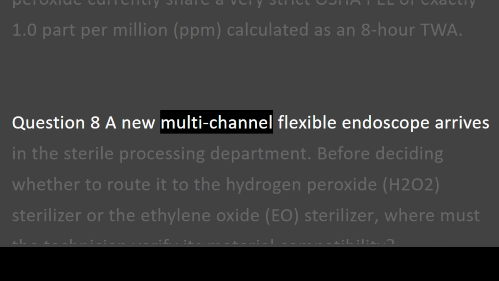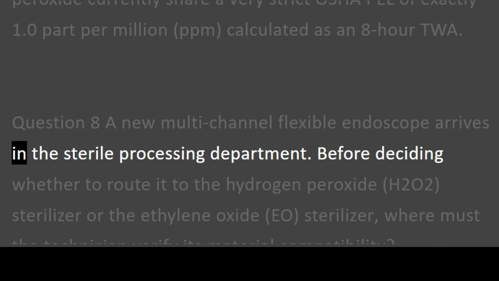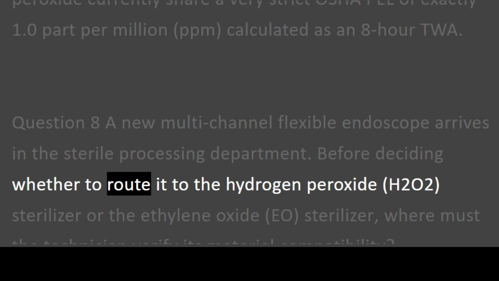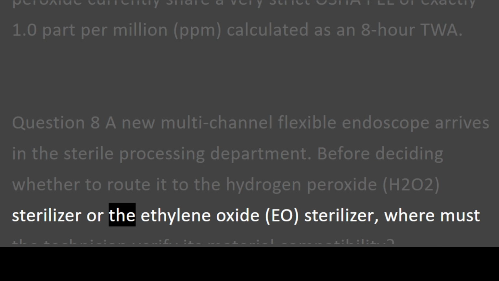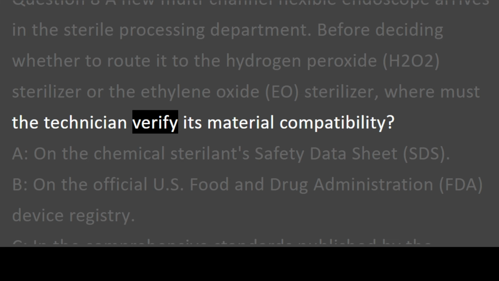Question 8. A new multi-channel flexible endoscope arrives in the sterile processing department. Before deciding whether to route it to the hydrogen peroxide, H2O2, sterilizer or the ethylene oxide, EO, sterilizer, where must the technician verify its material compatibility?